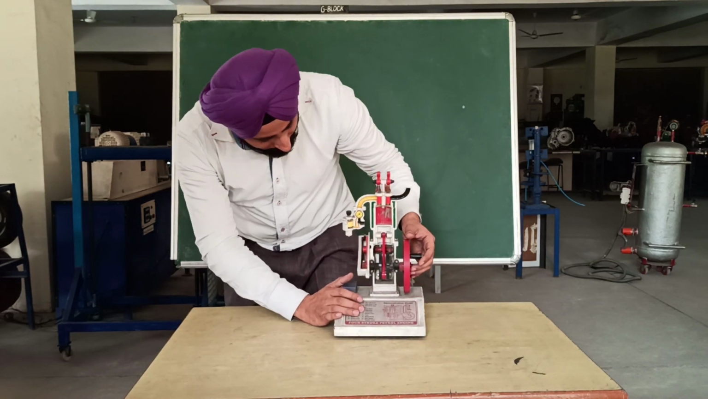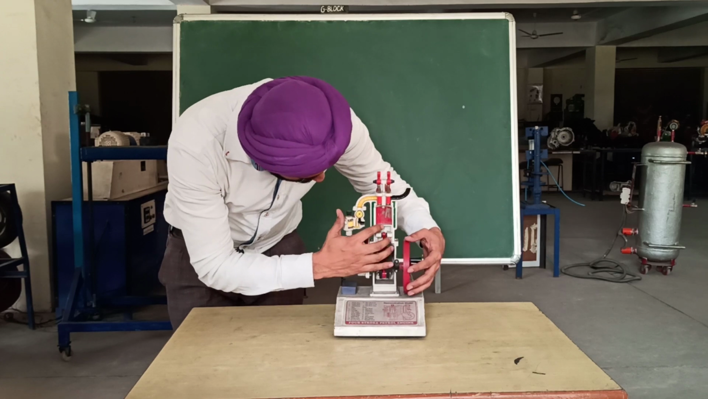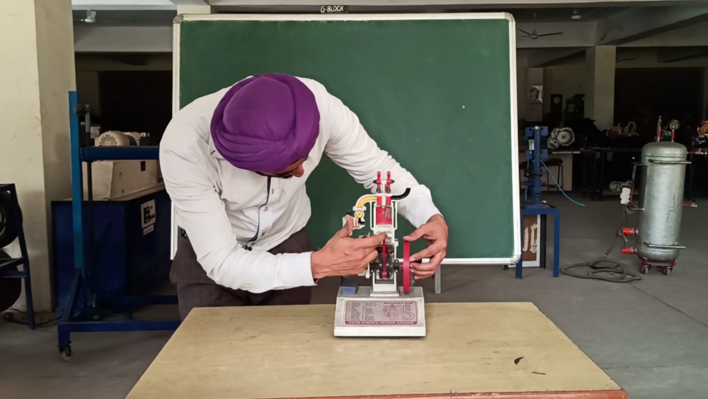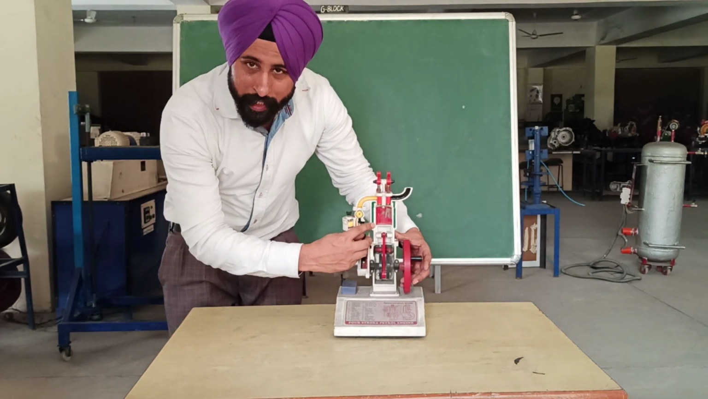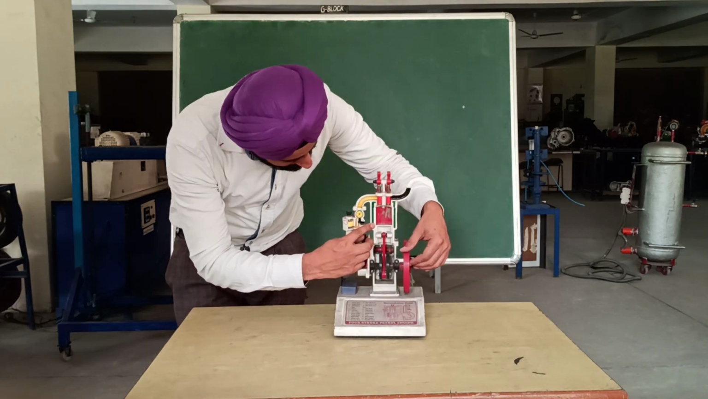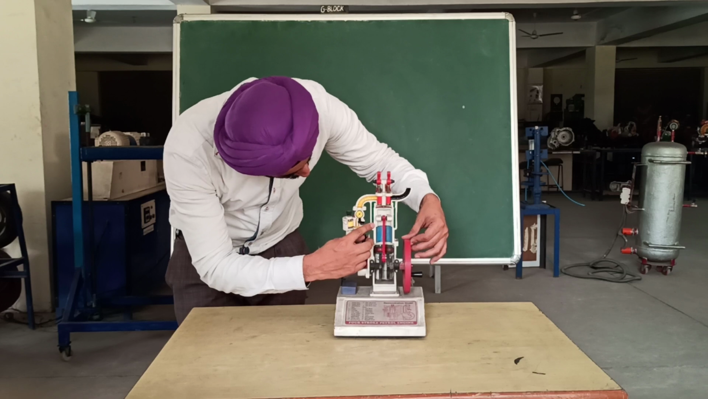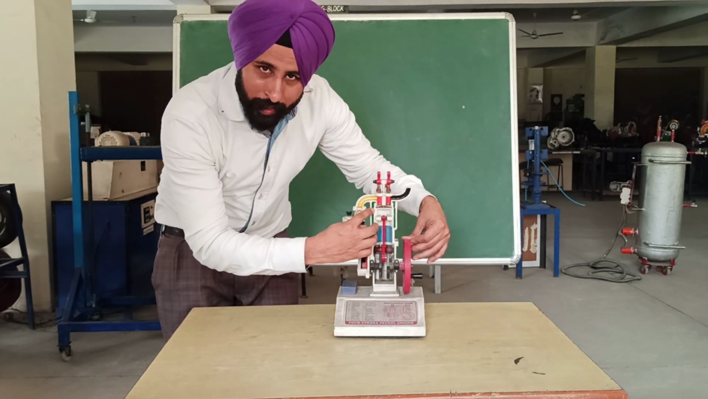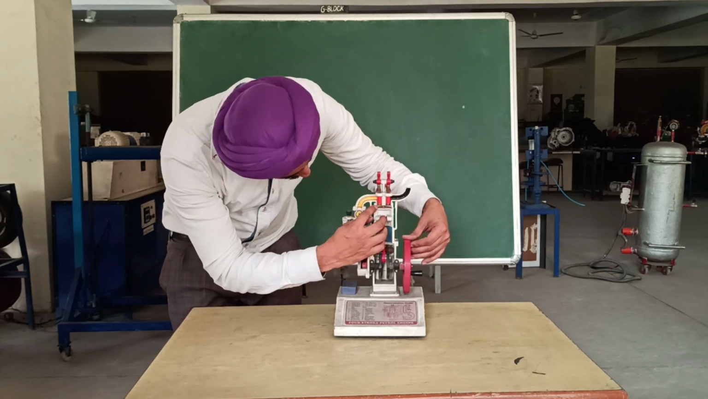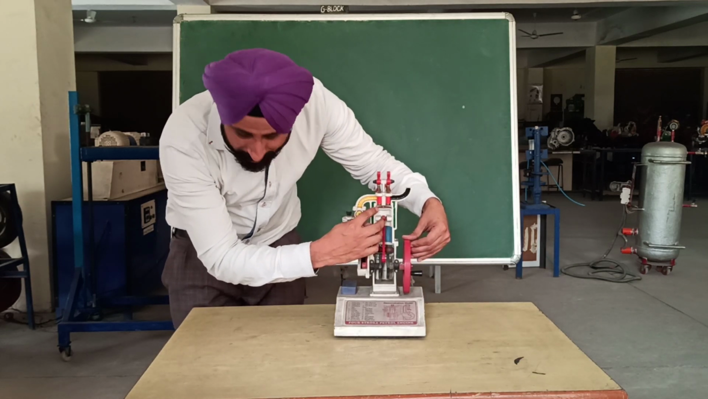In the starting, let's suppose the piston is at the down part. This part is known as the BDC, bottom dead center, and the upper part which it reaches is known as the TDC, the top dead center. In the starting, the piston is over here at TDC.